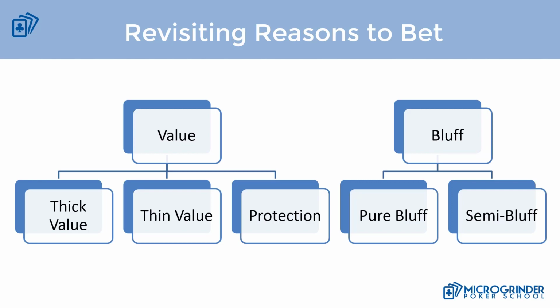Now, of course, we can break those down even further, which I'll do right now. When we're talking about betting for value, there are typically three different things that we talk about with that. We are either doing a thick value bet, meaning we have a very strong hand and we're value betting it. There is what we call a thin value bet, which is essentially we have a hand that we think if we bet for value, then we're going to get called by worse more often than we're going to get called by better. And then thirdly, there is the protection bet, where we're betting for value, but we're also betting to protect our equity, typically on a wet board texture.